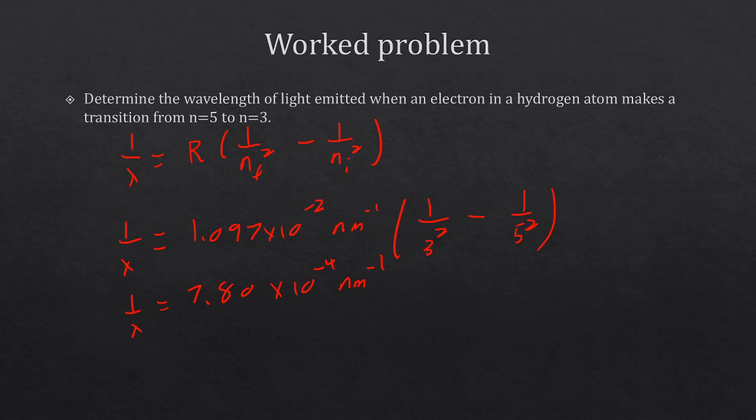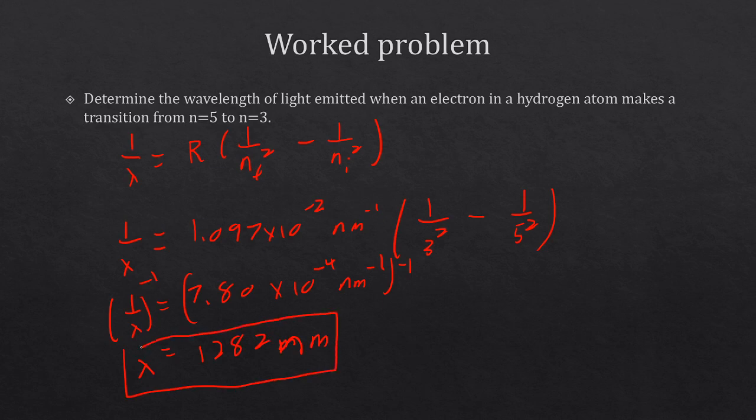So now we need to invert both sides. You can either think of that as I multiplied both sides by wavelength and then divided by 7.80 times 10 to the negative 4th, or you can simply do this, where we put in our calculator negative 1, which means we flip both sides at the same time. And since we're doing the same thing to both sides, it doesn't change anything. The equation is still true. So when we invert both sides, we'll get wavelength equals 1,282 nanometers.